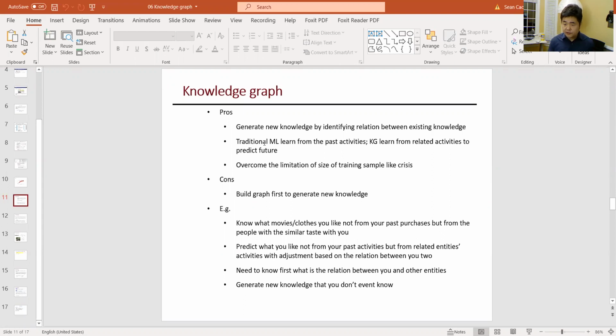So this is the big difference between the knowledge graph and traditional machine learning. The knowledge graph is one type of machine learning, so I keep saying traditional machine learning. This is one thing I want to talk about.